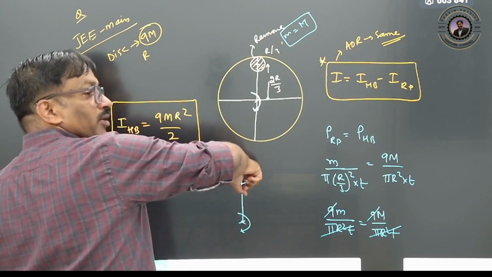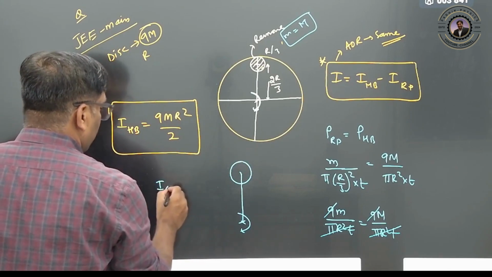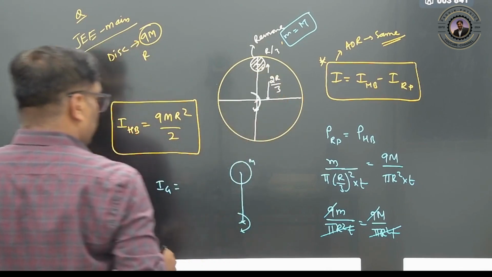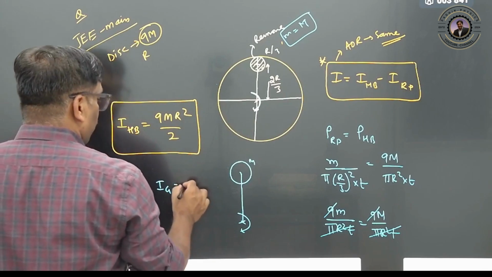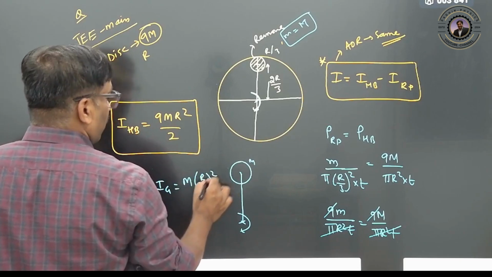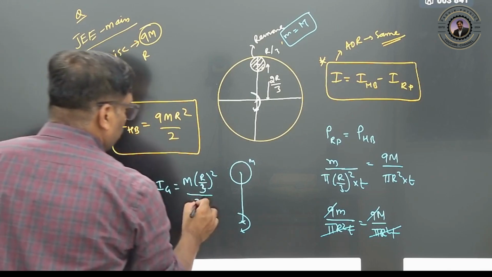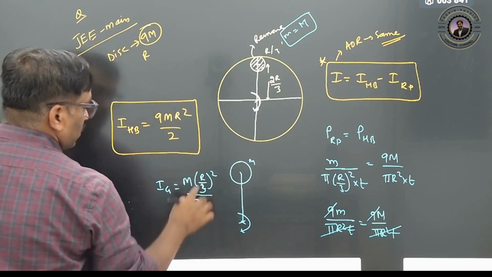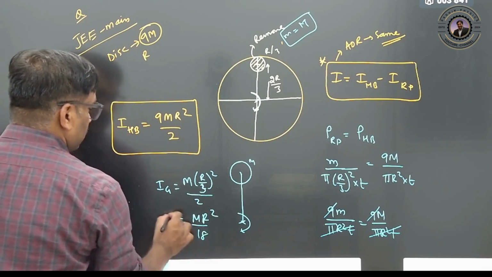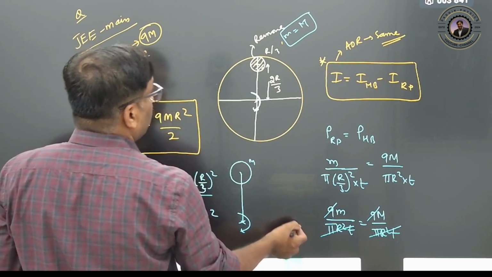This will be your Ig. Clear? So here what can you write for Ig? This mass is m and the radius is r by 3. It is a disk, so m into r by 3 whole square by 2. What do you get? Mr square by 9, therefore Mr square by 18. This is your Ig. Now what do you want to do?